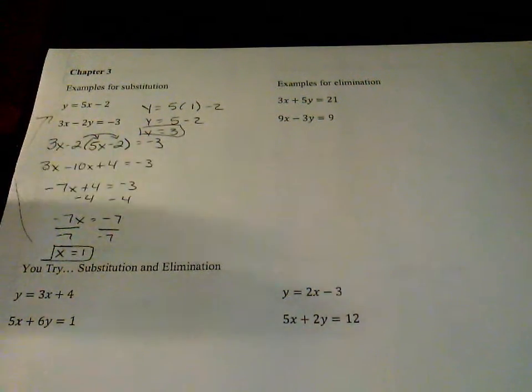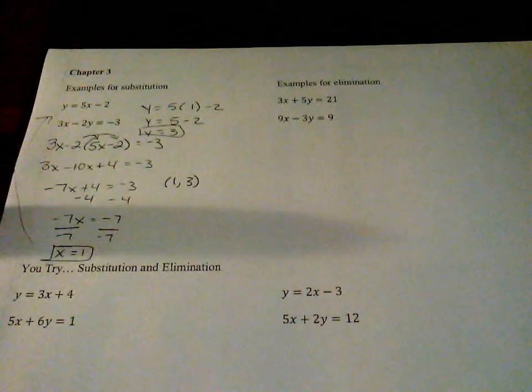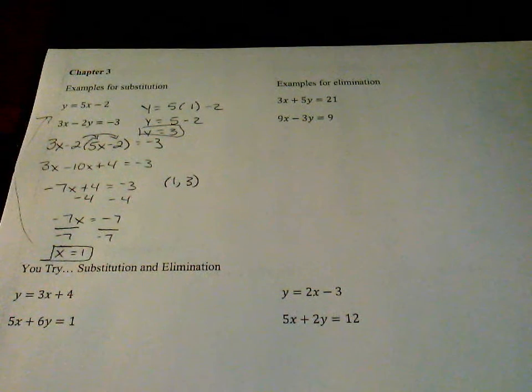On the final, it's going to be multiple choice, so you'd see an answer like this, 1, 3. And that's the answer you'd choose. Because remember, this is just figuring out where these two lines meet. And they would meet at the point 1, 3.